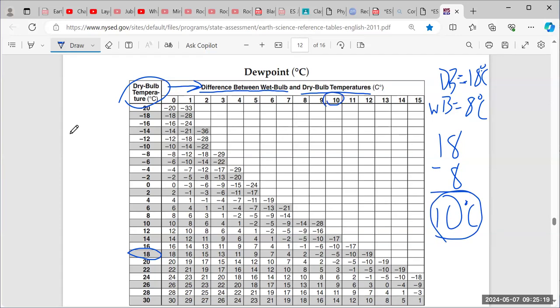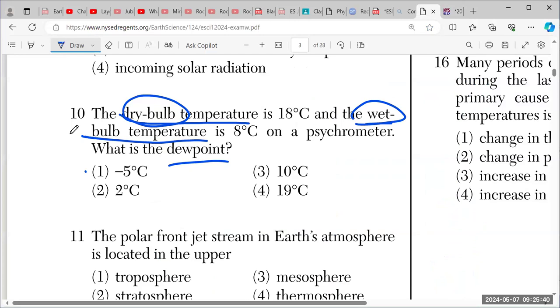Now I'm just going to match them up. And when I match them up, you'll realize that my final answer will end up being -5 degrees Celsius. -5 degrees Celsius ends up being my answer, which is choice 1.